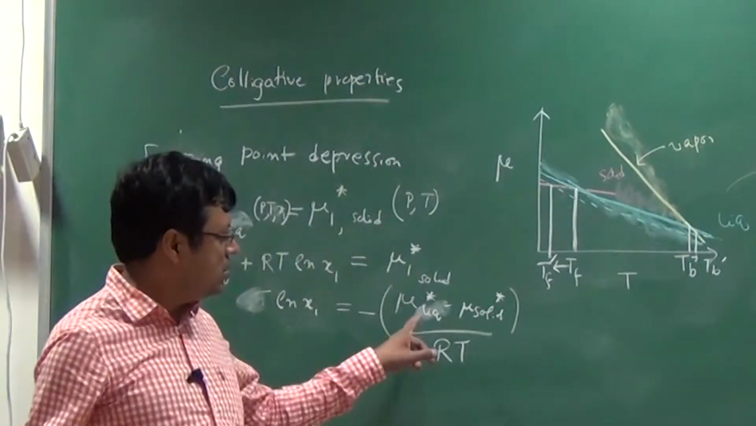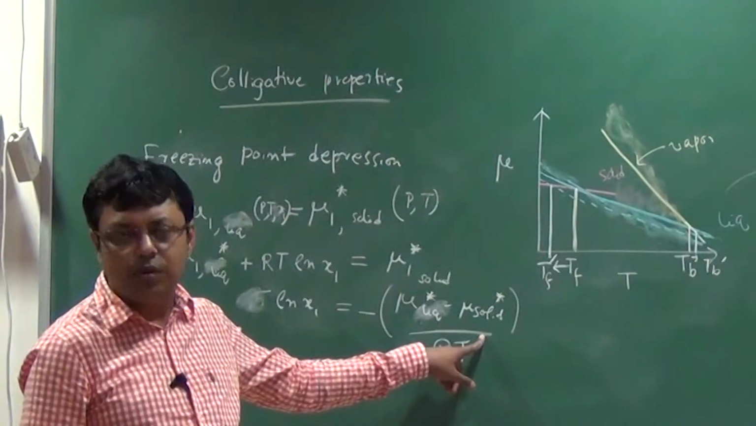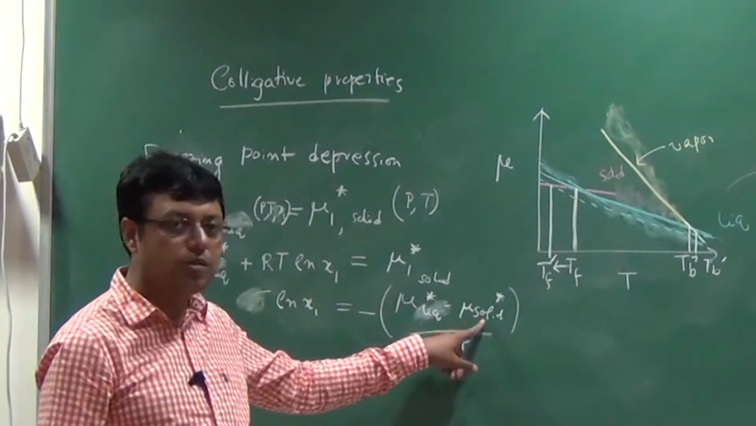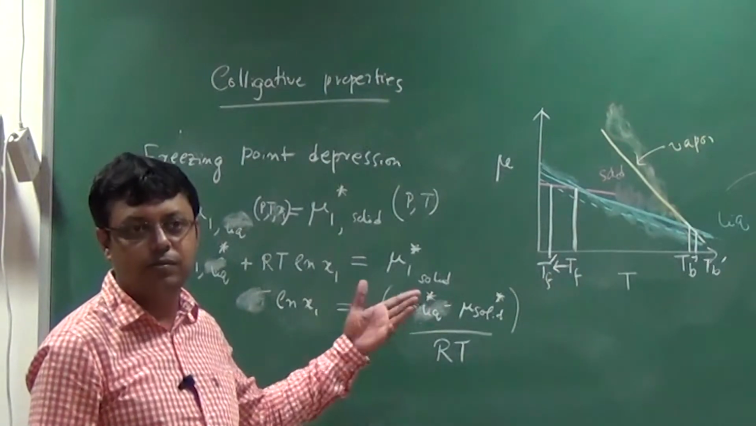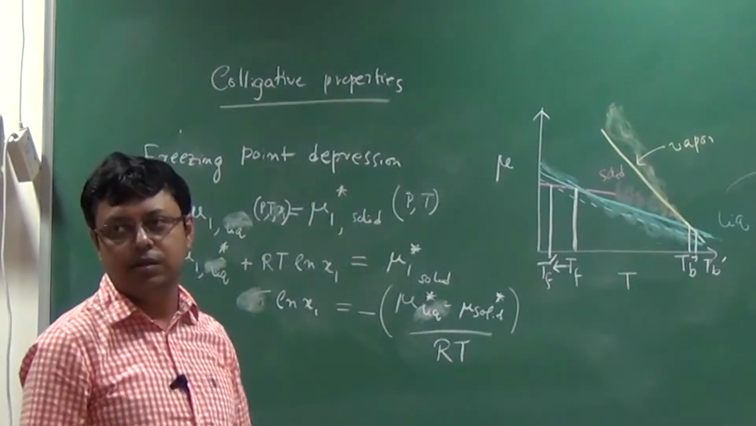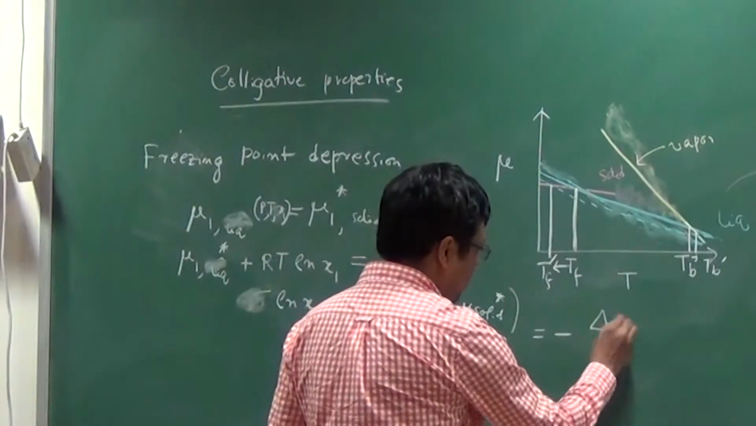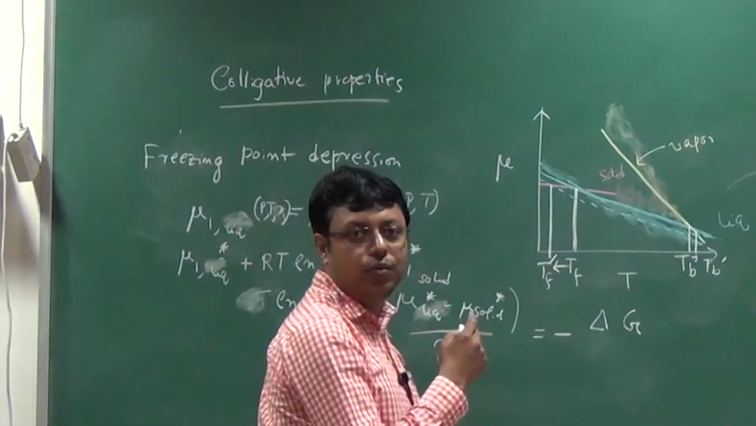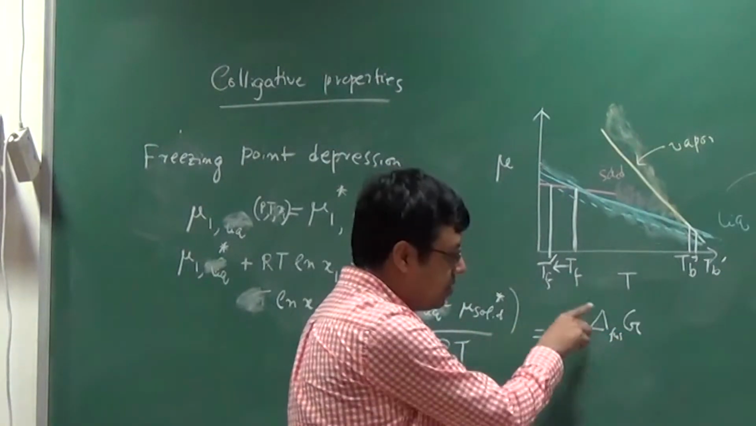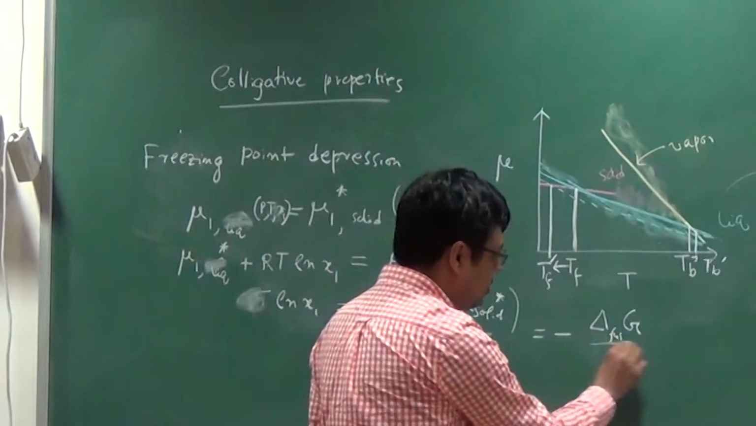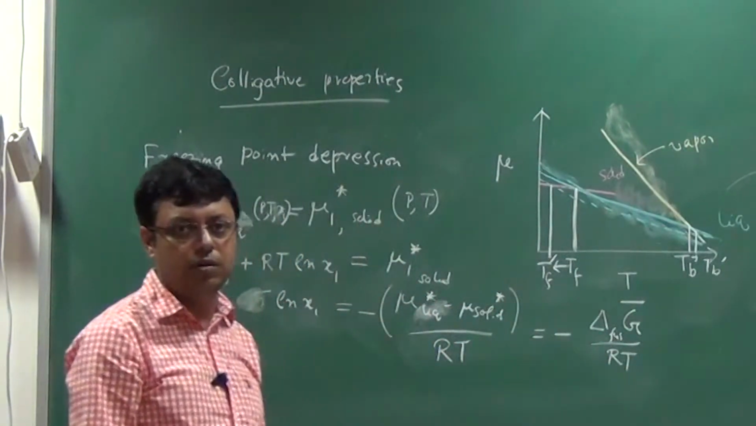Now what is this difference? This is the Gibbs free energy per unit mole difference for going from solid to liquid. So this is nothing but delta G of melting, or fusion basically. So just write it as minus delta fusion G divided by RT. Remember that we are using a notation: we write the word fusion here because it's the process. But this is for one mole because it's a mu, so I am also using the bar notation.